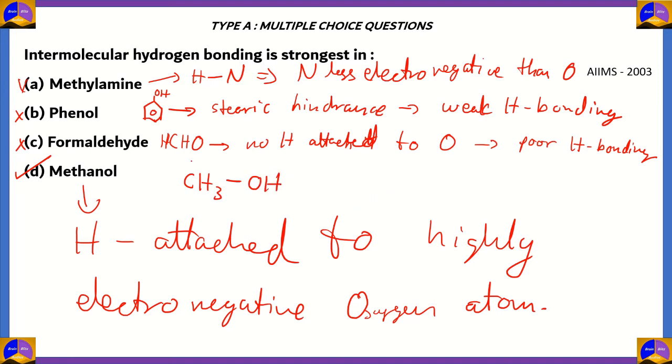So 3 hydrogens bond with carbon, and the 4th bond is with oxygen. Oxygen, in order to satisfy its valency, bonds with a hydrogen. So therefore option D is the correct option, because hydrogen is attached to oxygen, and that makes the intermolecular hydrogen bonding very strong. Option D is the correct option for this question.